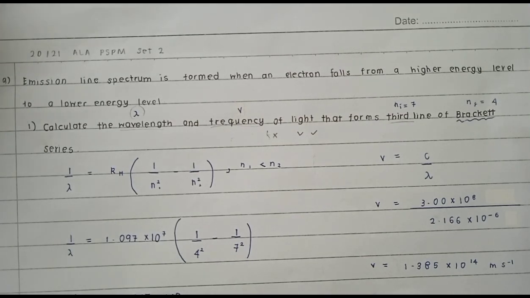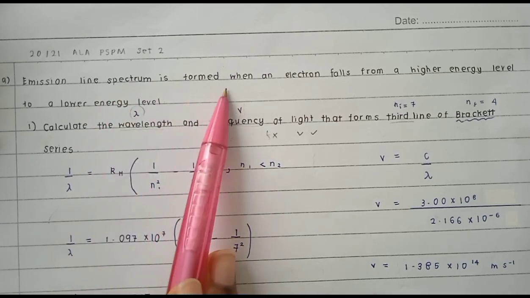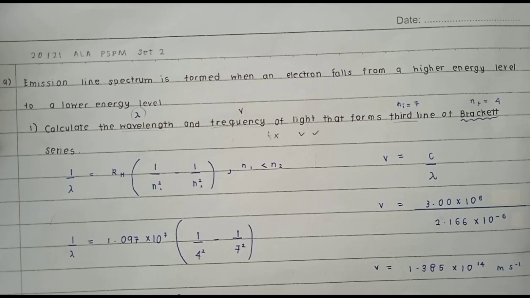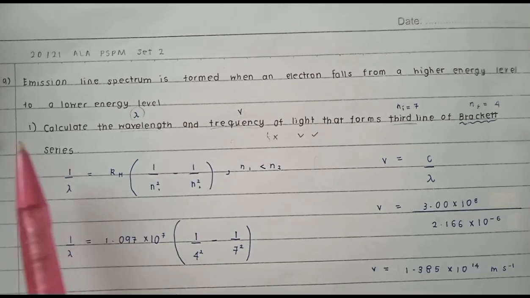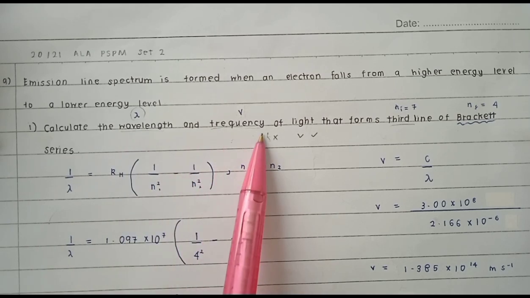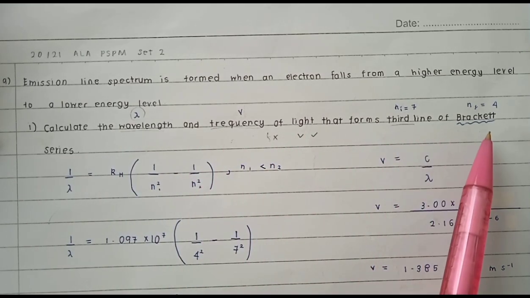PSPM set 2, question 2. So we start with question A, which states that an emission line spectrum is formed when an electron falls from a higher energy level to a lower energy level. Question I: calculate the wavelength and frequency of light that forms the third line of the Brackett series.